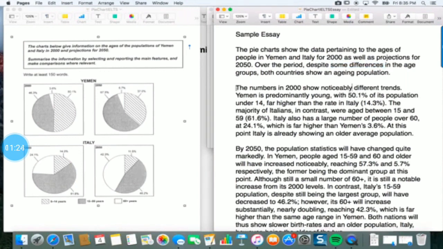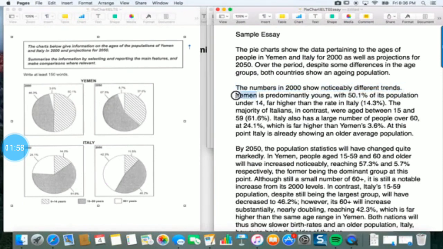Now, onto the paragraphs. Remember, one paragraph, one idea. So your first sentence in that paragraph should be simple. The numbers in 2000 show noticeably different trends. Now, if I'm reading this, I know that you're only going to talk about the year 2000 in this paragraph. Have a short, simple, and clear sentence. Then I get into the trends. So this is the introduction.